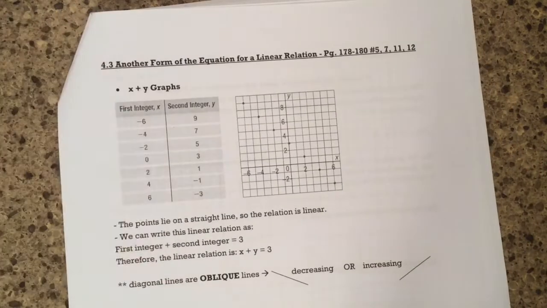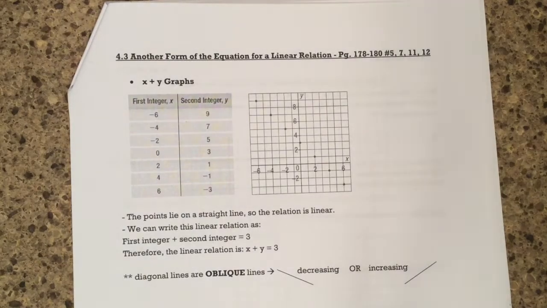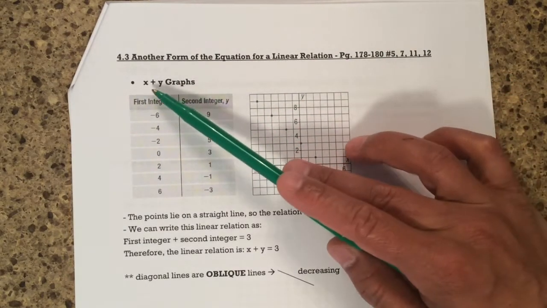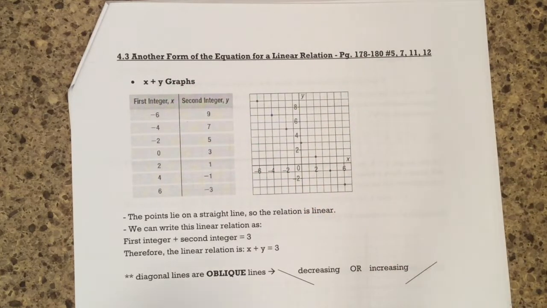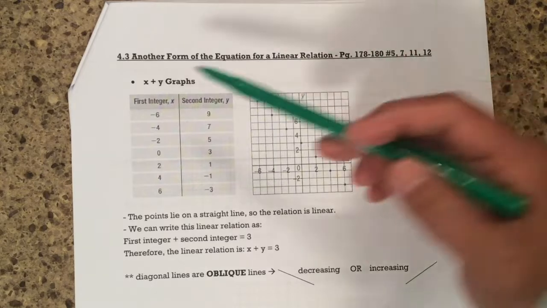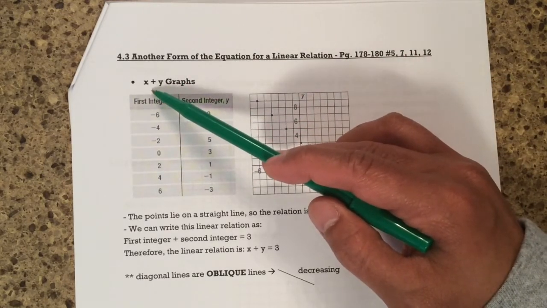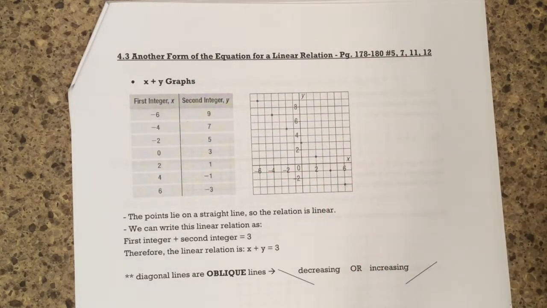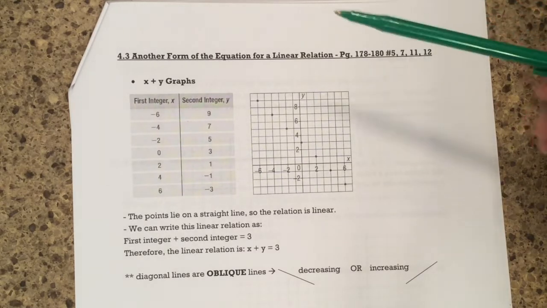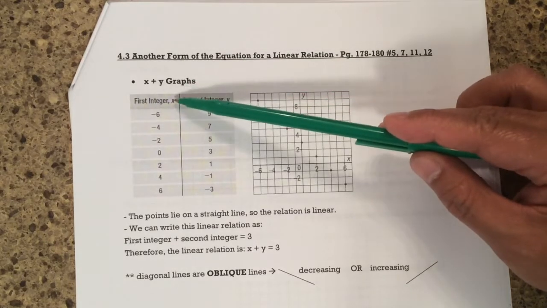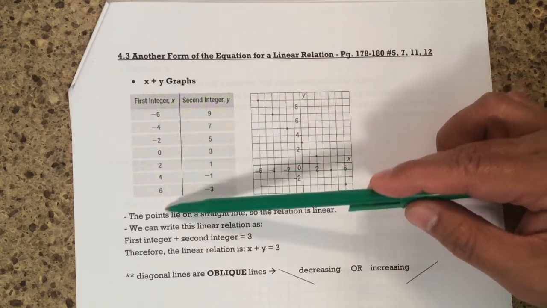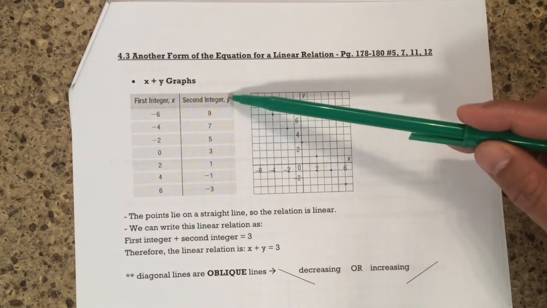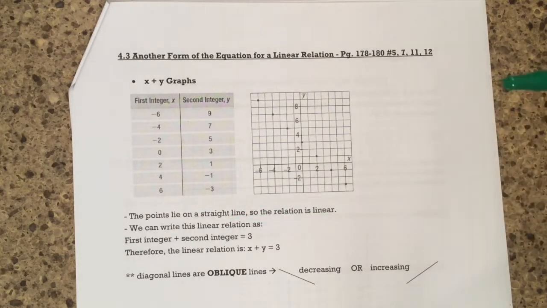All right, so 4.3. We're going to look at graphs that look like x plus y, because you're used to seeing y equals graphs. Now you see y and x on the same side of the equal sign. Let's take a look at this table first. First integer x: here are the values, -6, -4, -2, all the way through. Here are the y values for the second integer: 9, 7, all the way through.